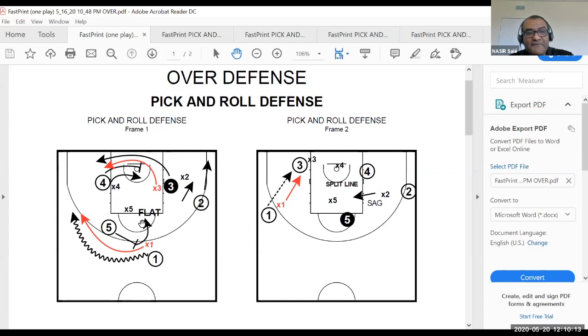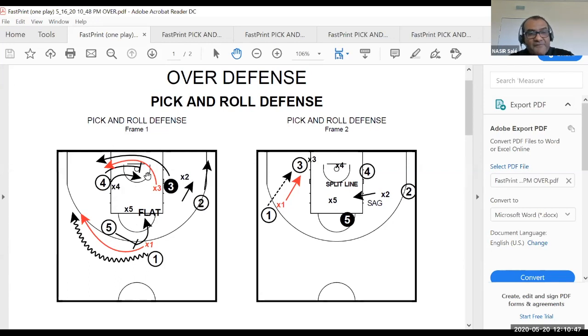We have the X5 in the flat position to control if the 1 uses the crossover to come to the middle of the zone, but goes to force the screen for the 5, and the X5 comes to use the over defense, and we have the X5 in the flat position to control the rotation for the roll of the 5 going to the zone.